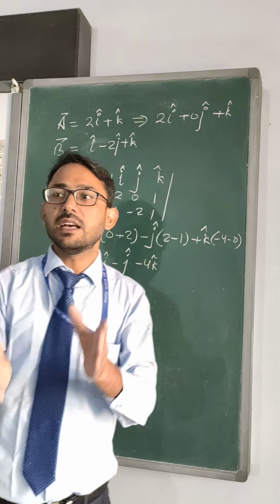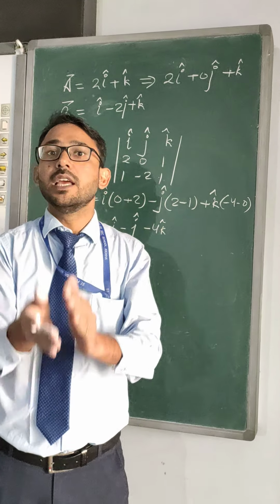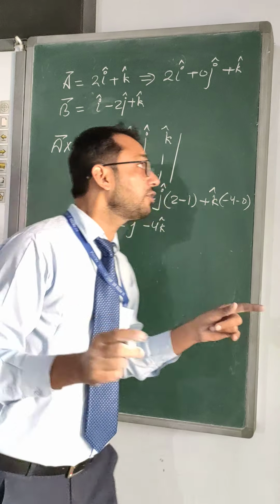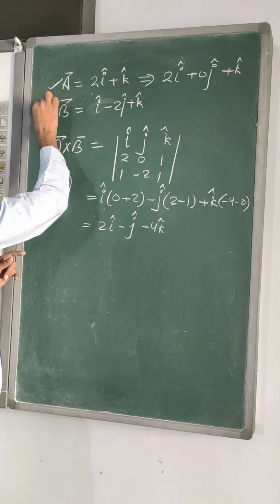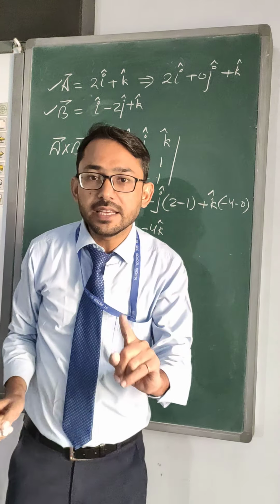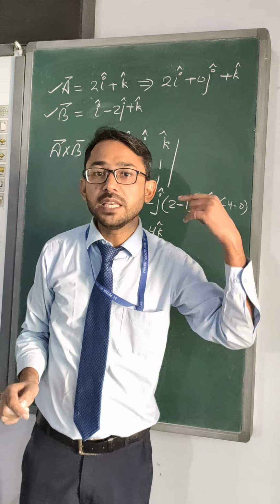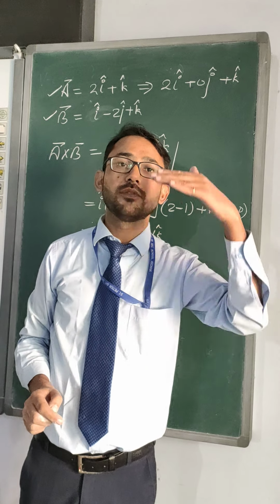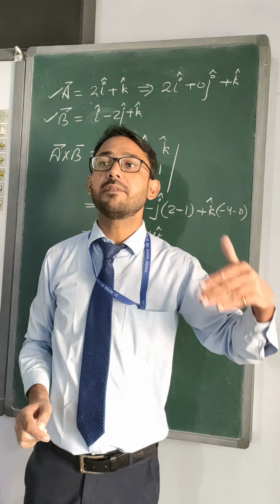A cross B is a vector. Listen carefully. A cross B is a vector which is perpendicular to both vector A and vector B.